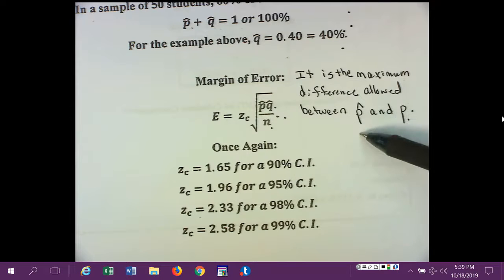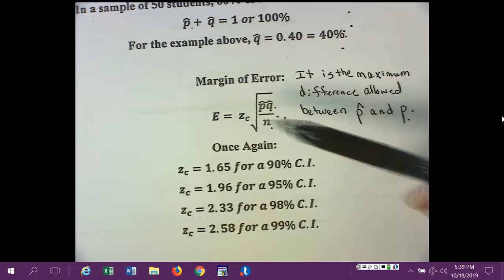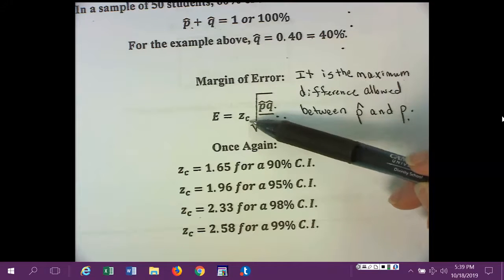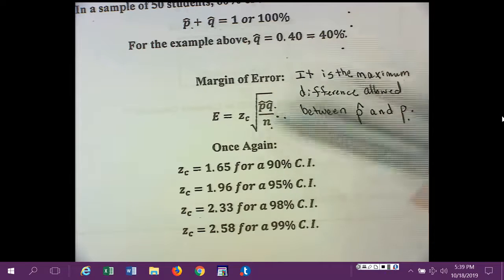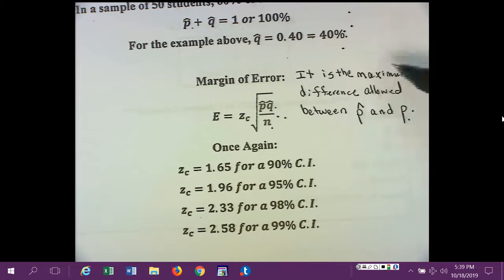Whatever p hat is, and even though p is unknown, the maximum difference allowed between them is E, the margin of error. And that is going to be based upon your given degree of confidence, which determines your critical value. And of course, it's going to be dependent upon your sample proportion p hat and your sample size n. But E is the maximum difference allowed between the point estimate, which we know, and the true population proportion, which we may never know.